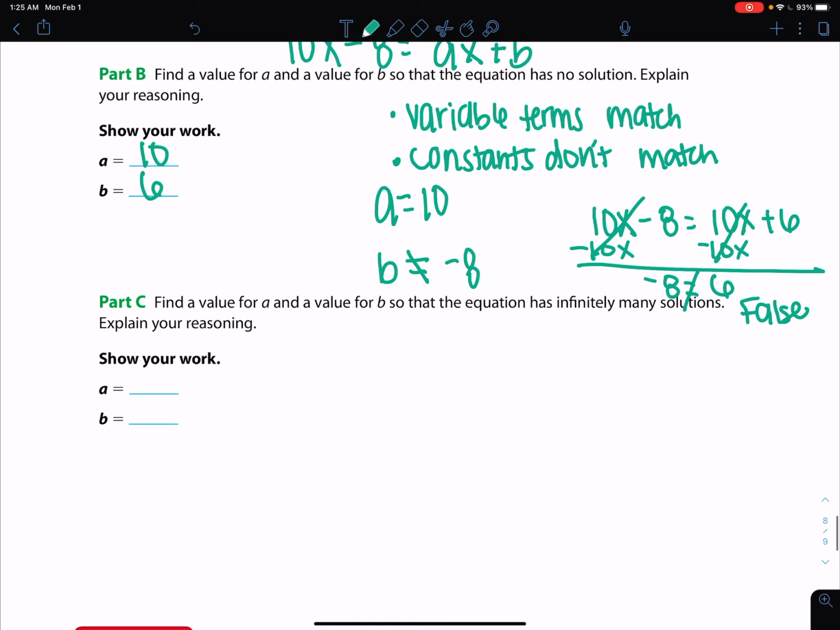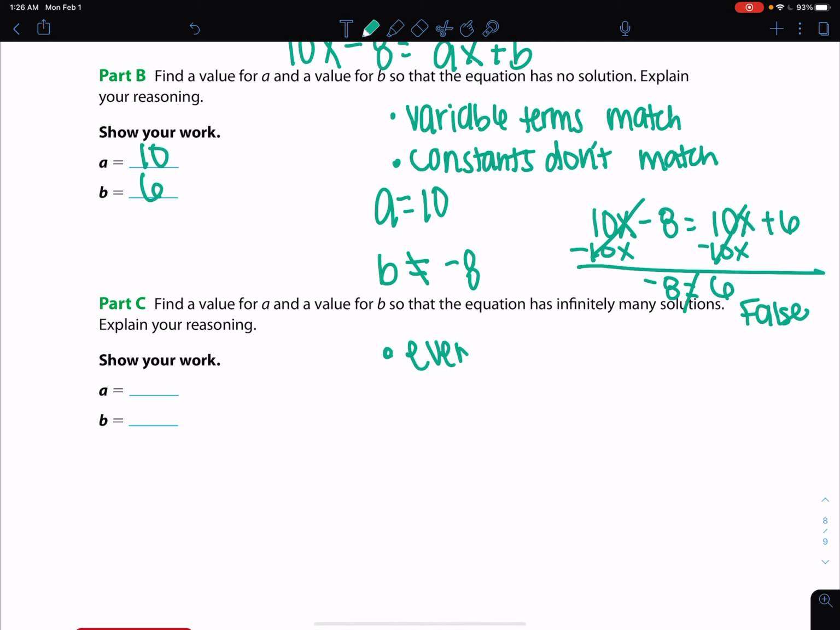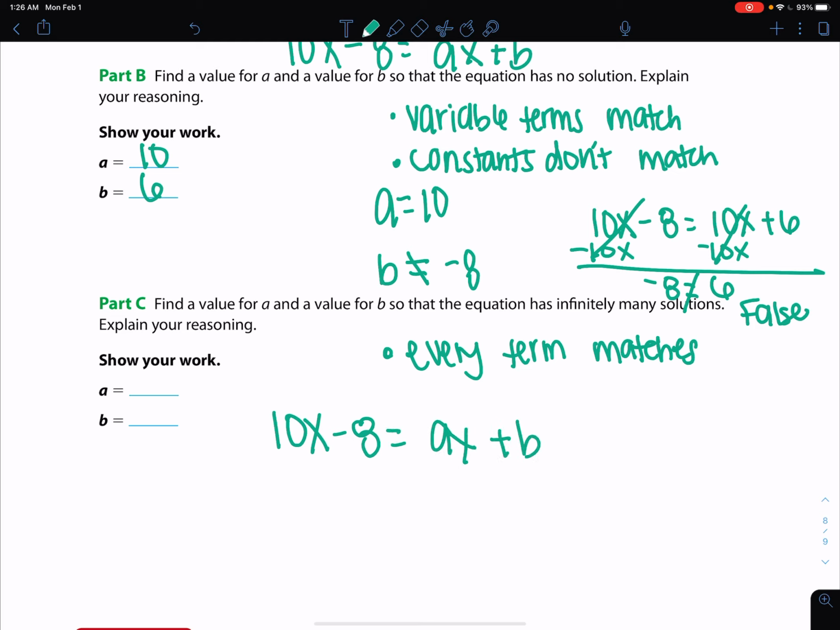And the final one for this lesson, find a value for a and b so that the equation has infinitely many. When we have infinitely many, then every single term matches. Every term matches. So again, just as a reminder, we had 10x minus 8 equals ax plus b. So our a has to equal 10, and our b has to equal negative 8. 10, negative 8. And we are done.